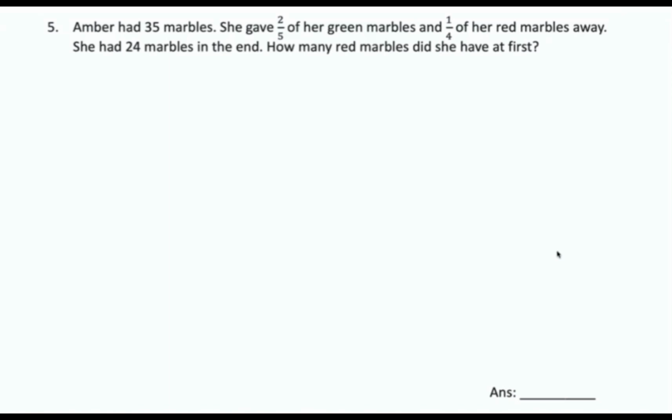Question 5, the question is how many red marbles? So Amber had 35 marbles, and they are either red or green. So just record red plus green is 35.